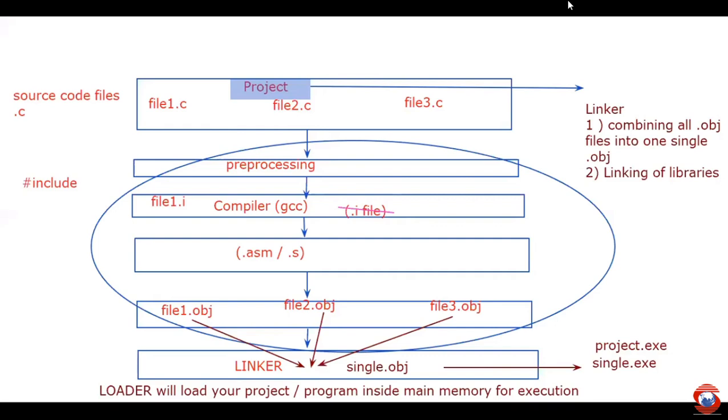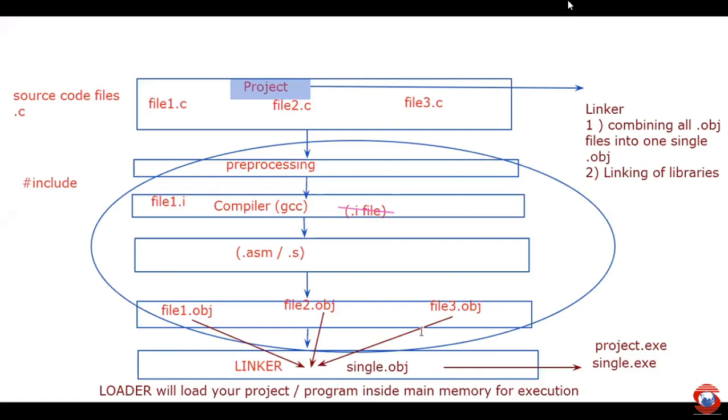Linker has two tasks. One is combining all obj files into one, and second is linking of libraries. For example, if I have multiple obj files, and those all are linked together in one single file, that is called the job of linker, right?